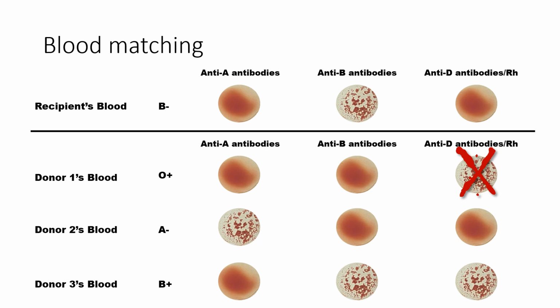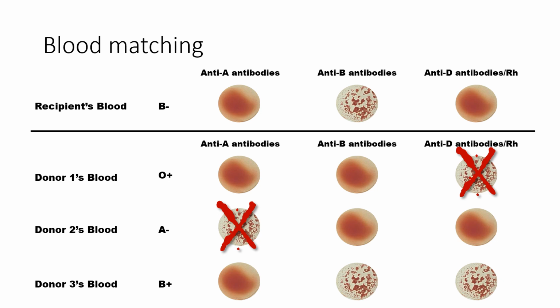Donor number 2 tested positive for the presence of antigen A on these red blood cells, which is going to be a problem with our recipient, because when our recipient didn't respond with antigen A, we can assume that their blood plasma is going to have the anti-A antibodies. So donor number 2 doesn't work because of the presence of antigen A.